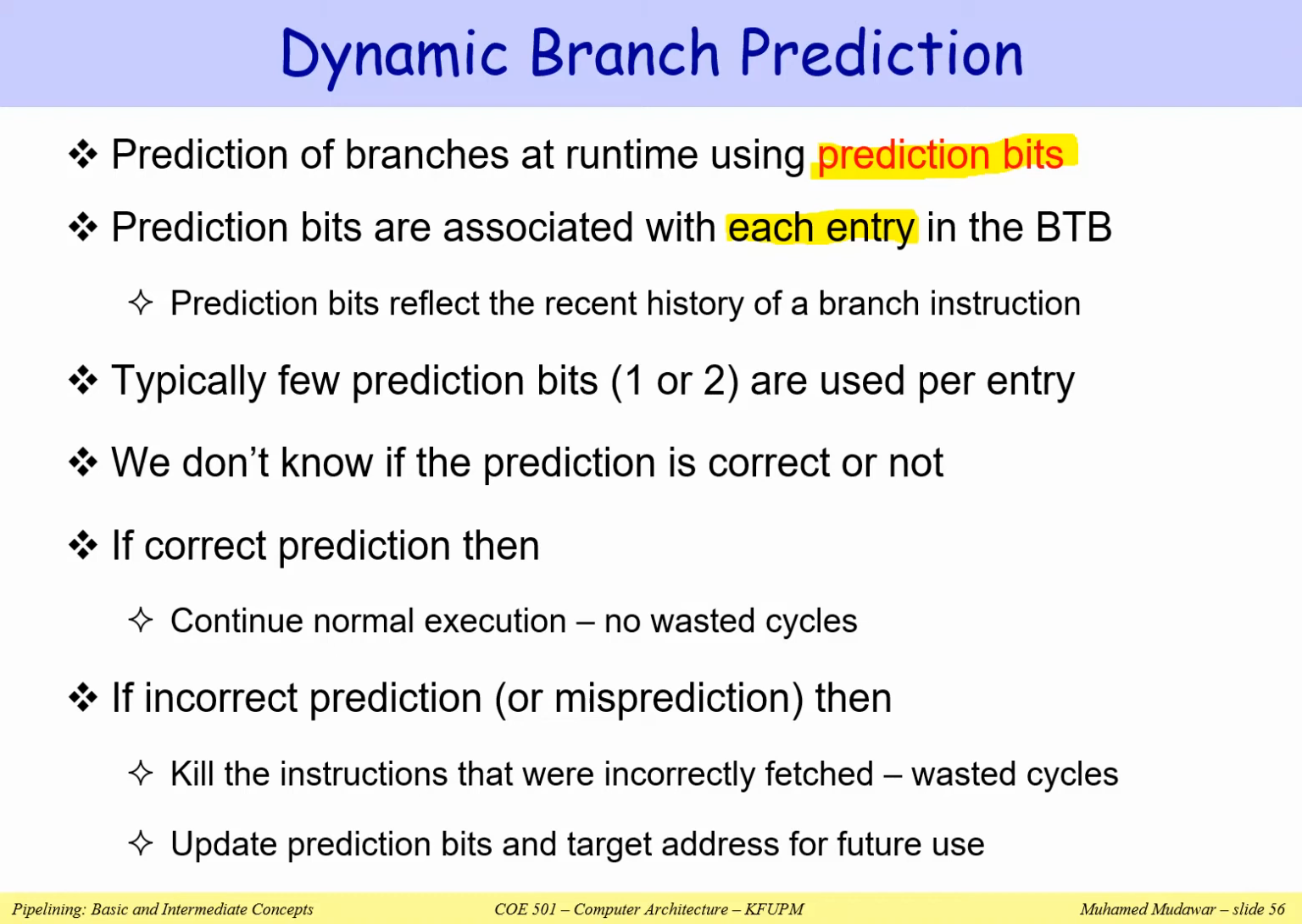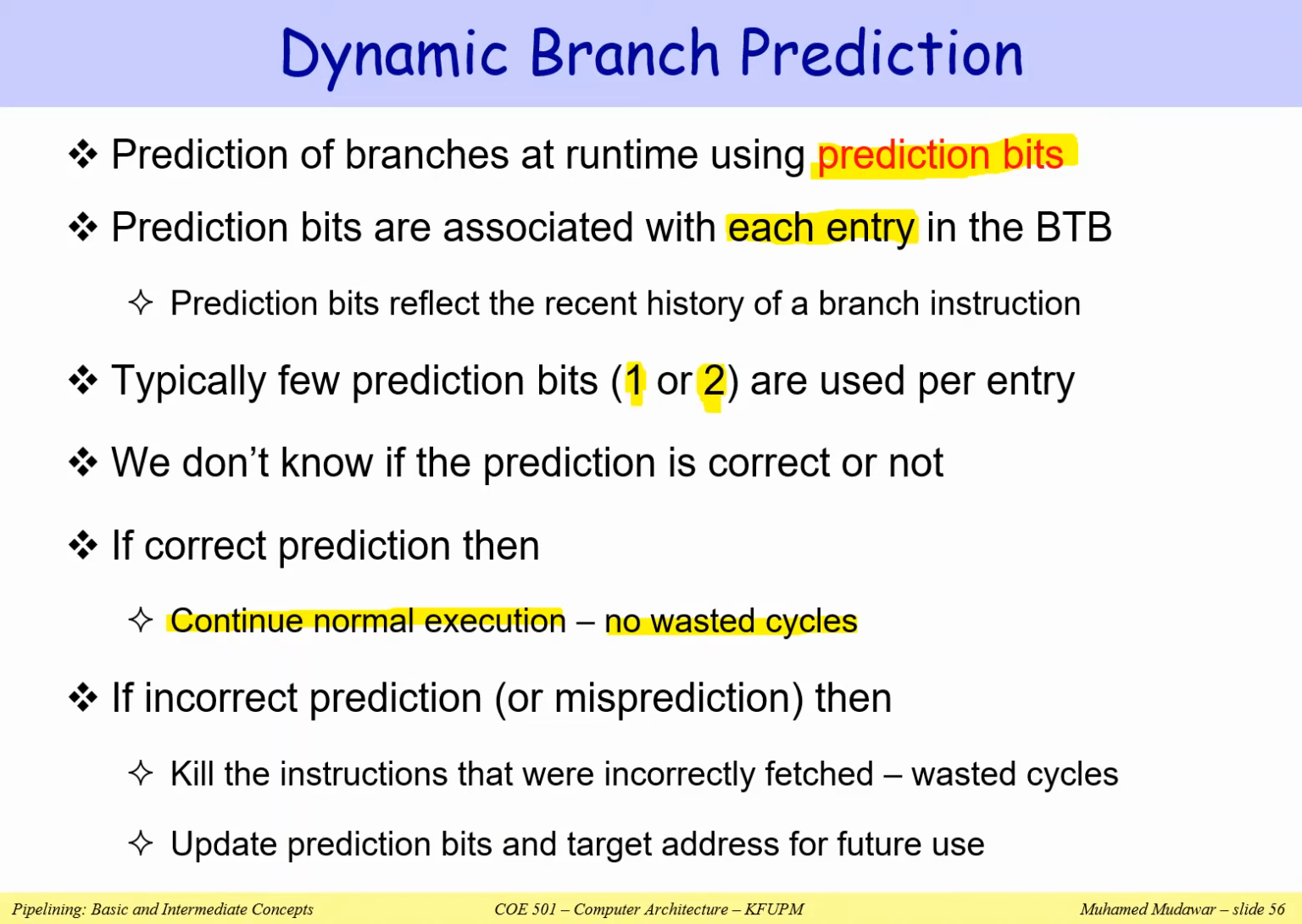Now, as a minimum, I need one prediction bit per entry. This prediction bit will indicate the last outcome of a branch. But to have a higher accuracy, people use more than one prediction bit. So typically people use 2 prediction bits per entry to improve the accuracy of branch prediction. Now, we don't know if the prediction is correct or not. If we have a correct prediction, then we can continue normal execution. And in this case, we don't have any wasted clock cycles. Okay, so this will be great, and the pipeline can run at maximum performance.